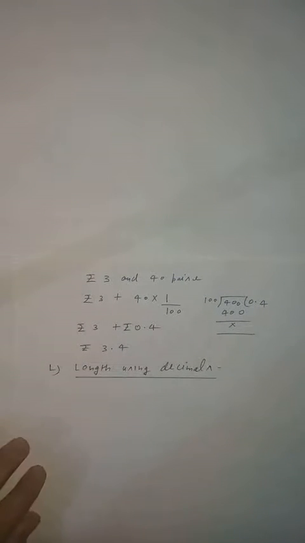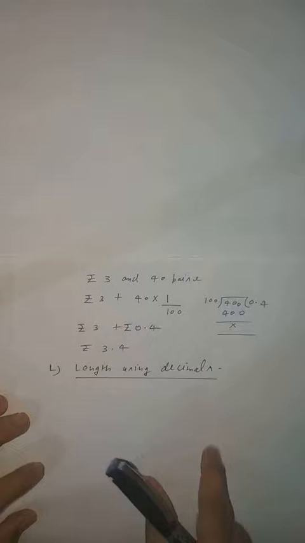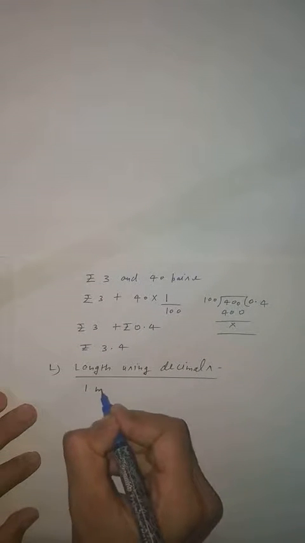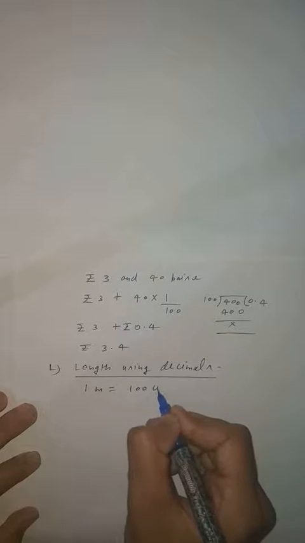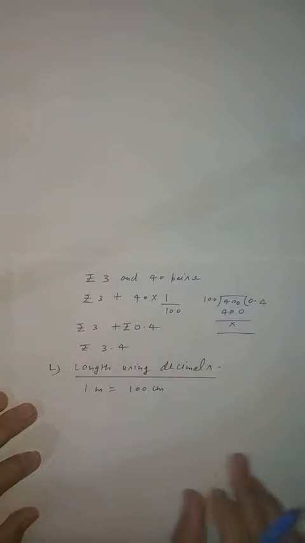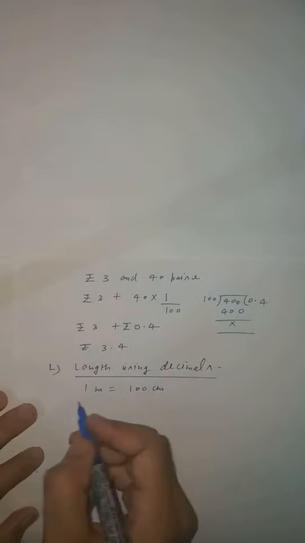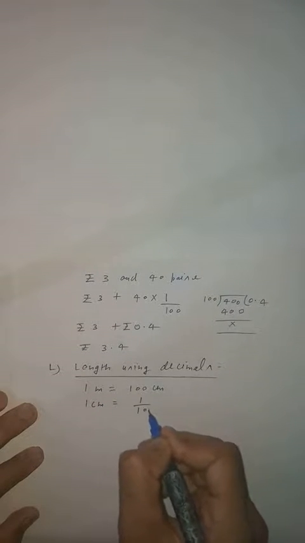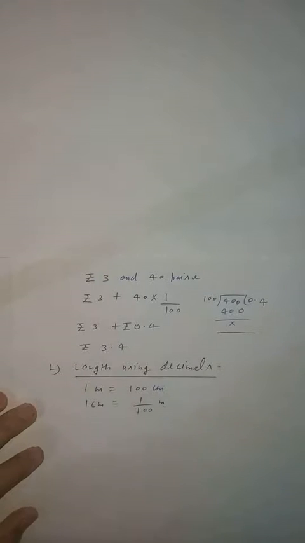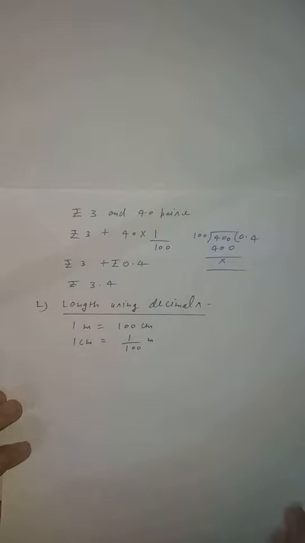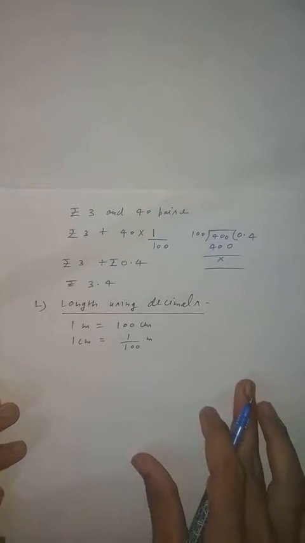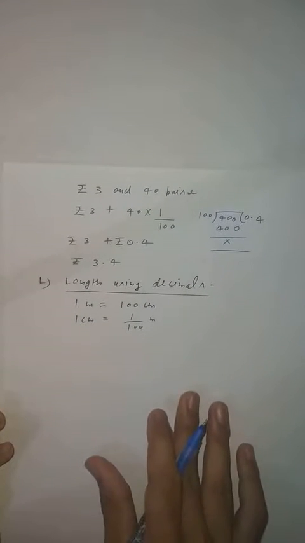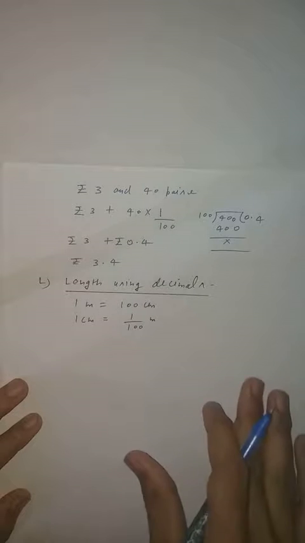For length, you know meter and centimeter. You know that 1 meter is equal to 100 centimeter, same like 1 rupee is equal to 100 paise. And 1 centimeter is equal to what? 1 upon 100 meter. Clear students? 1 meter equals 100 centimeter and 1 centimeter equals 1 upon 100 meter. Now let us take an example.